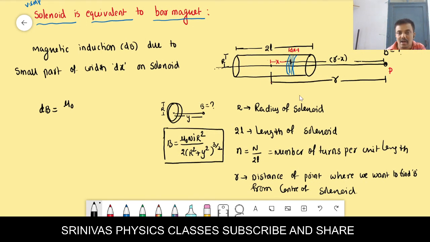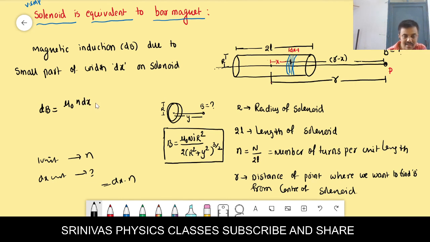We are taking the small part. In this, how many turns are there? That is required, capital N, the number of turns in the small part. In one unit length, how many turns are there? Small n is the number of turns per unit length. For dx units of length, the number of turns is n dx. Is it correct, students? Capital N we can write as small n into dx.